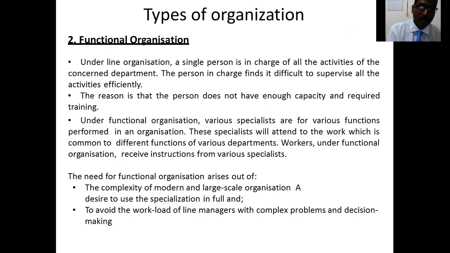Then we go to the second type of organization, that is called functional organization. As you know, usually the departments in the organizations are classified or divided on the basis of the functions they do. Like someone producing a product will come under the production department. Someone who is in charge of all the accounting aspects, money aspects, will be under the accounts or finance department.